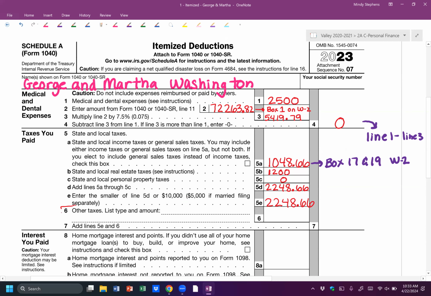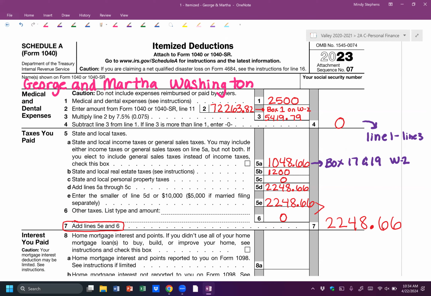The next one says other taxes. Does it say exactly those words, other taxes, on the list on your information sheet? So we're going to write what? 0. So it doesn't say that. Then it says number 7, add lines 5E and 6 together. So adding 5E and 6. So these 2 we're going to add. So we just have 2248.66 again, because there was a 0 there. Make sure you can read it. Make sure you know where your decimal is. Make sure it's very legible.